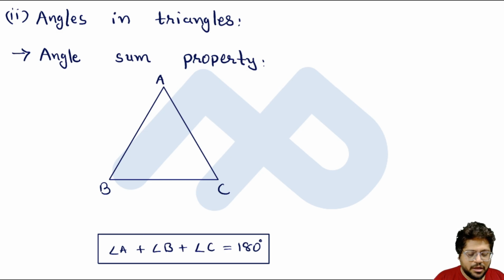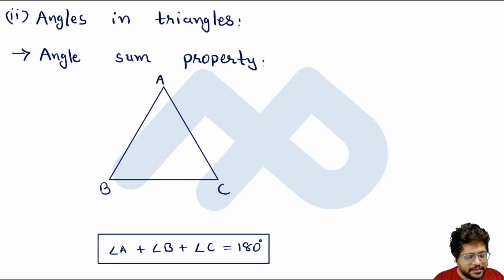seeing some further topics, second topic, that is angles in a triangle. Now we'll see four different properties of the angles in the triangle. See the first property, that is angle sum property.